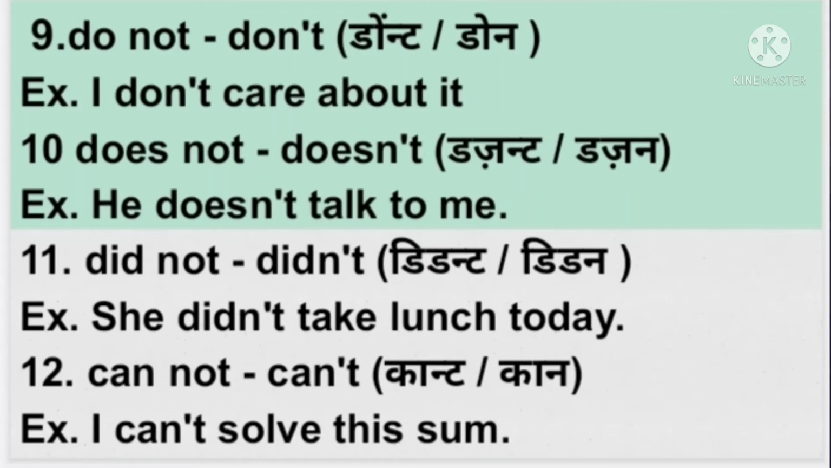Now next is "did not", and the contraction of "did not" is "didn't". The example: She didn't take lunch today. Now next is "cannot", and the contraction of "cannot" is "can't". As I told you, one pronunciation is used in American English. The example: I can't solve this sum.